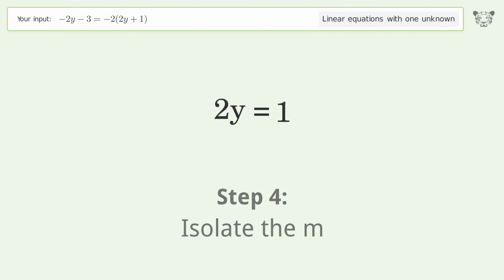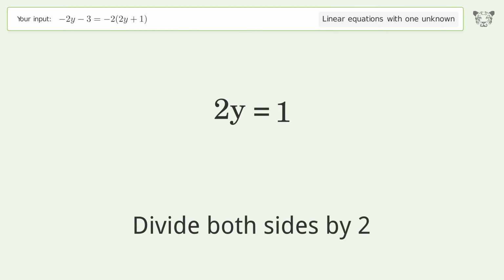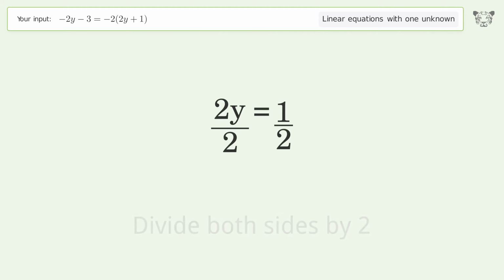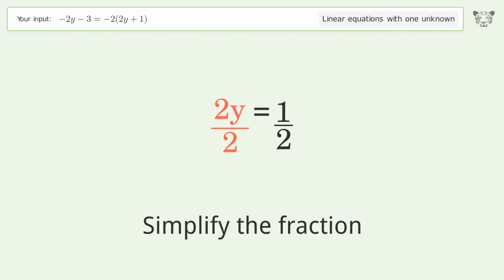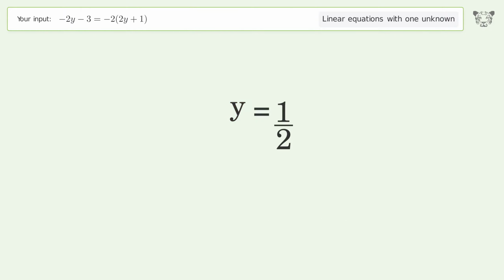Isolate the y. Divide both sides by 2. Simplify the fraction. And so the final result is y equals 1 over 2.